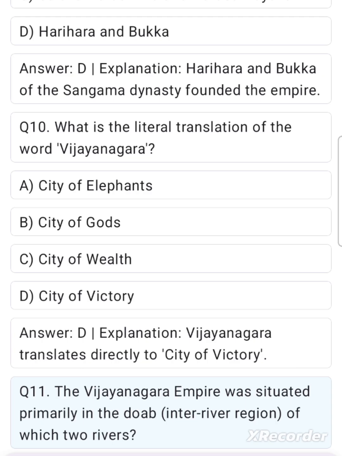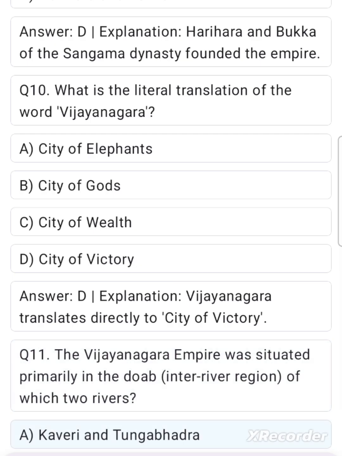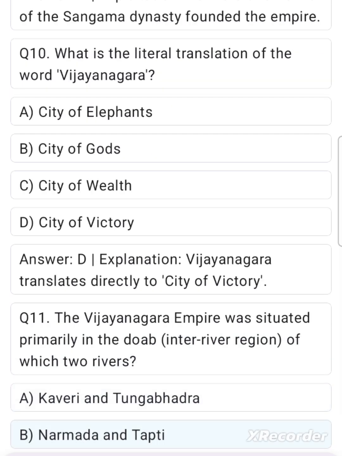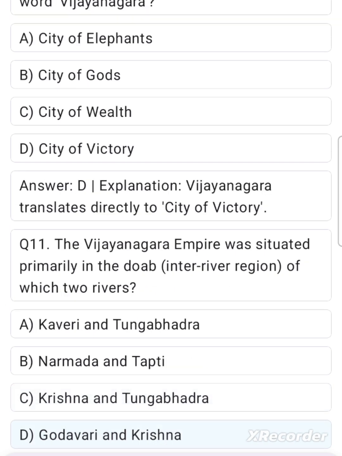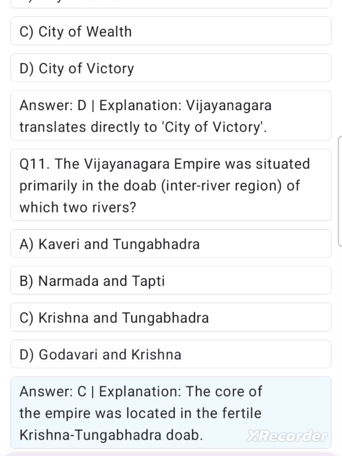Q11. The Vijayanagara Empire was situated primarily in the Doab, the inter-river region, of which two rivers? A. Kaveri and Tungabhadra. B. Narmada and Tapti. C. Krishna and Tungabhadra. D. Godavari and Krishna. Answer. C. Explanation. The core of the empire was located in the fertile Krishna-Tungabhadra Doab.